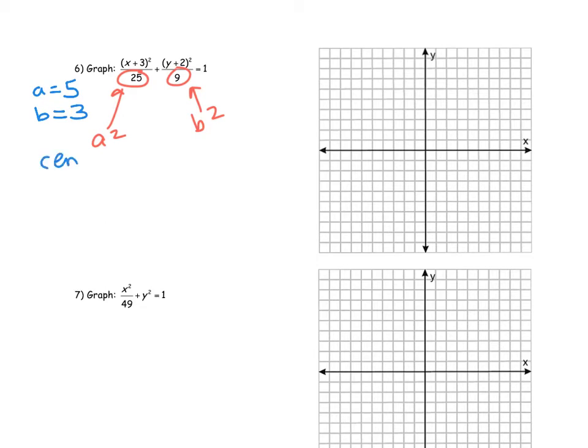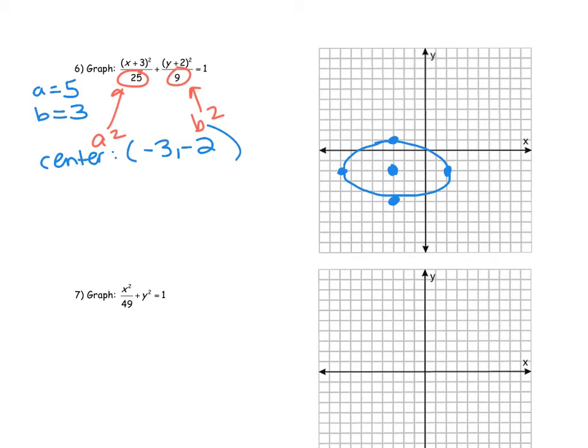This is centered at -3, -2. So let's draw that in, -3, -2. There's my center. All right. And again, we know that the major axis is going to be horizontal, so I'm going to travel 5 units to the right and 5 units to the left. I'm going to travel 3 units up, 1, 2, 3, and 3 units down, 1, 2, 3. And now I'm going to sketch my ellipse as best we can.